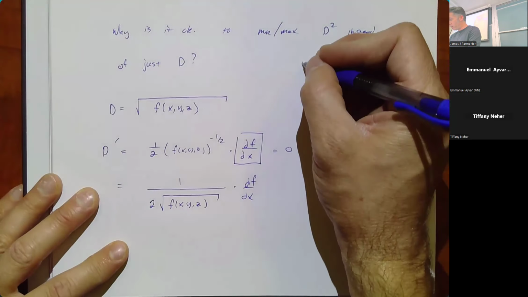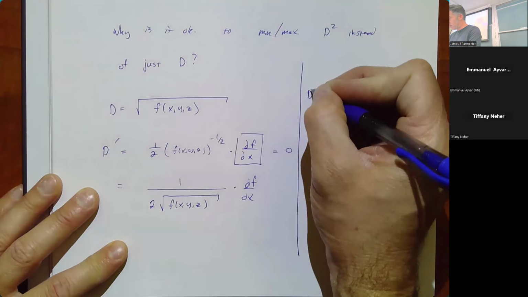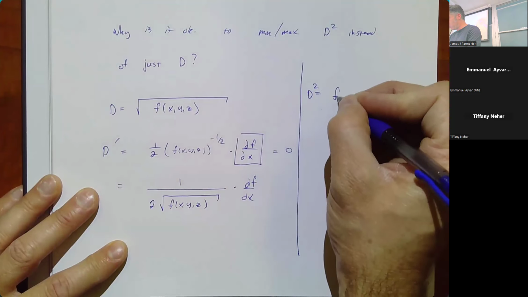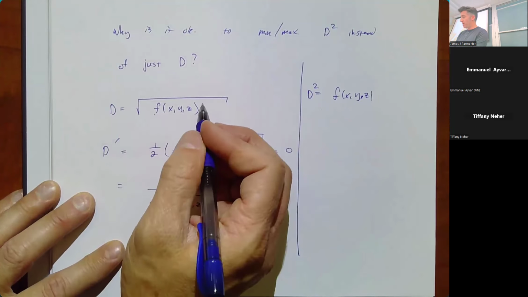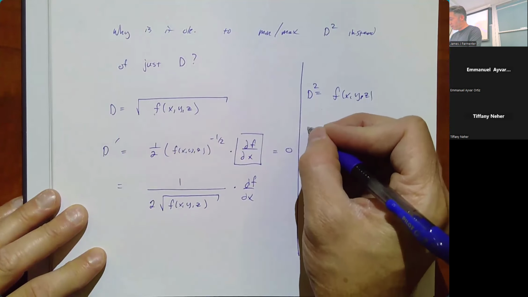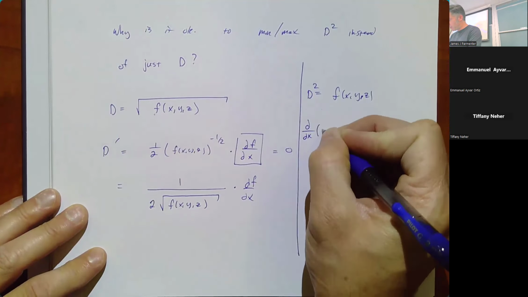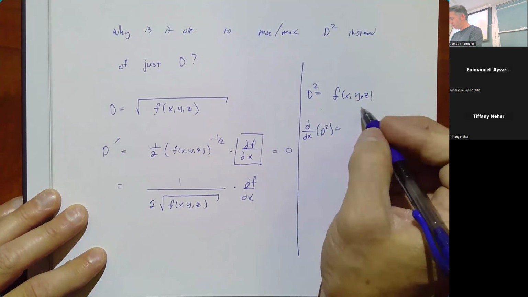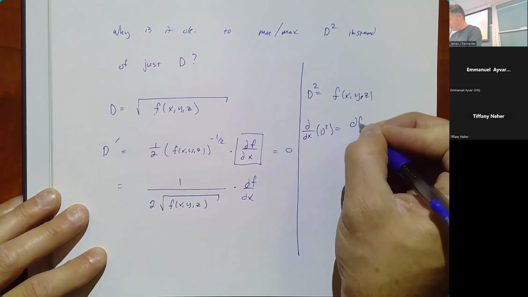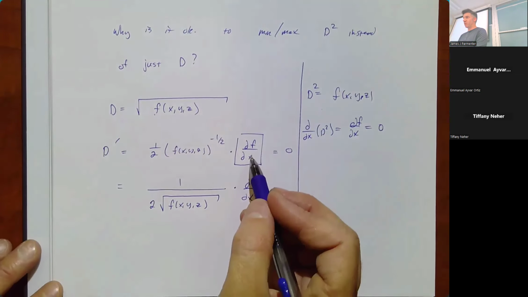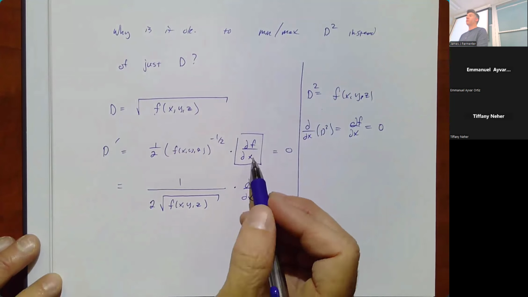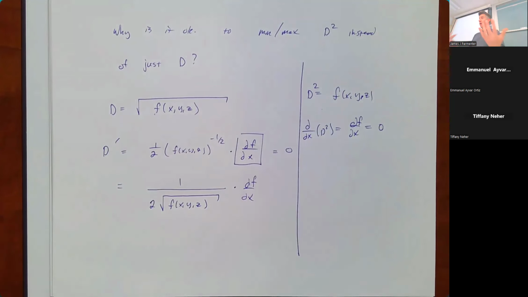In the same sort of way here, if we were setting d squared equal to 0, d squared being just the function, right? Because we took the square root of our function and squared it. If I then take the partial derivative of d squared, oh, look, the partial derivative of this with respect to x is just del f del x. If you set that equal to 0, it's exactly the same as what you get when you set this equal to 0. So that's really the rationale behind why it's totally okay to do this.